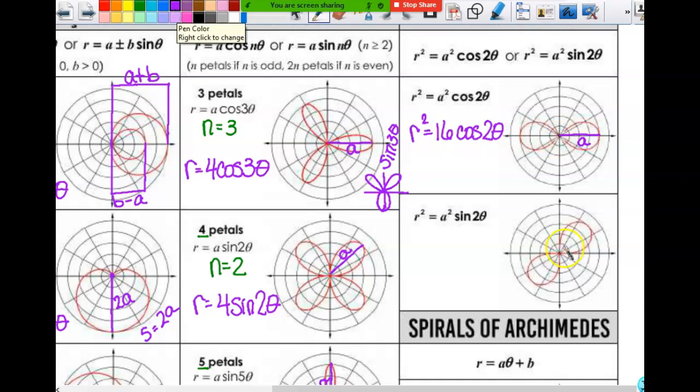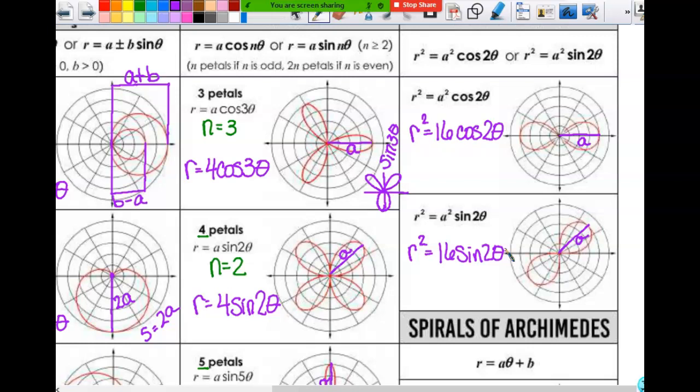And then, so this is A also. I count 1, 2, 3, 4. This is A squared, so I square it. R squared equals 16 times sine 2 theta. We good? What questions do we have?